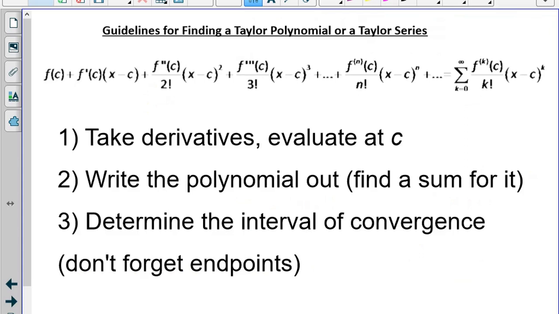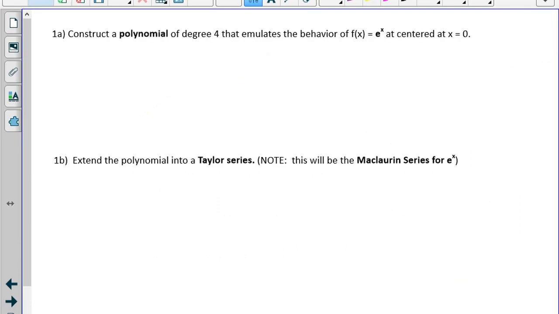Here are the guidelines for finding a Taylor polynomial or a Taylor series. Once again, a polynomial stops at a certain point and the series goes on infinitely. Take derivatives and evaluate those derivatives at c. That's basically all of these things that I'm circling or underlining in red. Notice that there is an actual function value, f of c, that we also take into account. We then write the polynomial out and find a sum for it. Then we also have to determine the interval of convergence. Don't forget about the endpoints in cases where there's a specific interval.